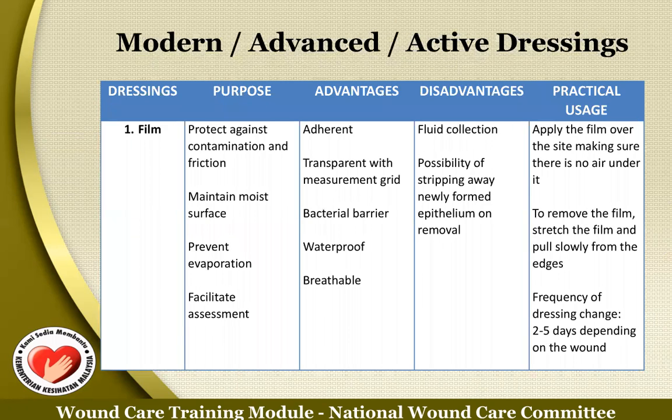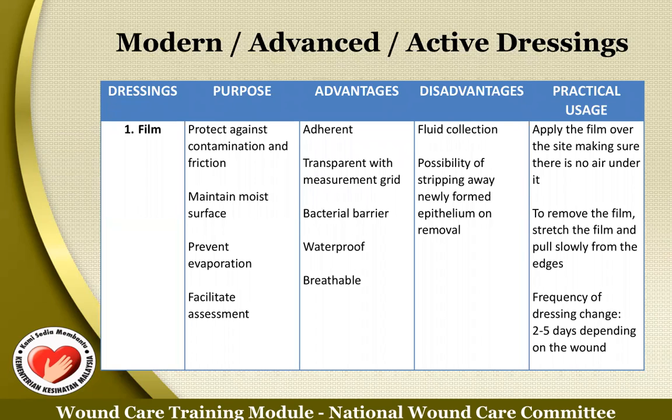First type of dressing will be film. Its purpose is to protect against contaminant and friction, maintain moist surfaces, prevent evaporation, facilitate assessment. Its advantages include adherent, transparent with measuring grid, bacterial barrier, waterproof, breathable.